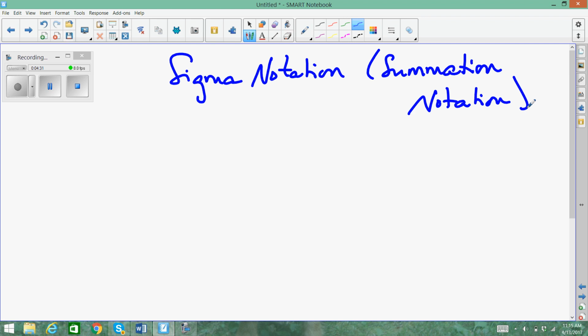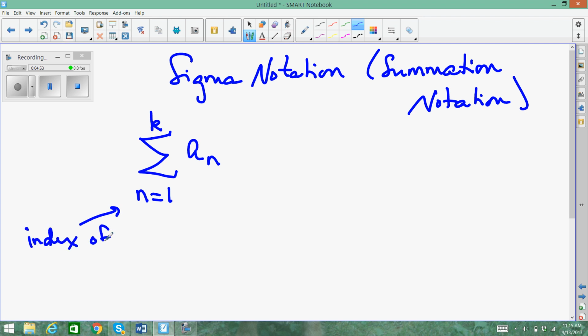I'll make a fancy one. Ooh, okay. So let's just write this thing out here. Okay, and I'm going to explain all the parts. This down here is called the index of summation. This basically says, where in the series do we want to start?